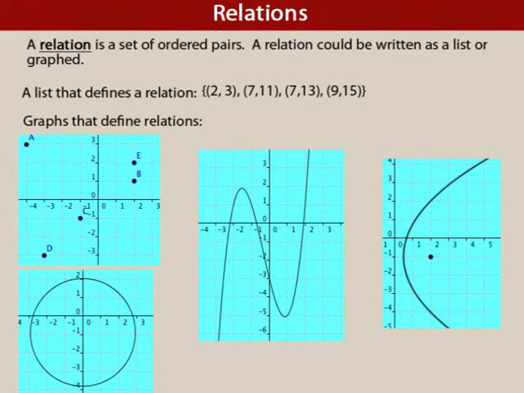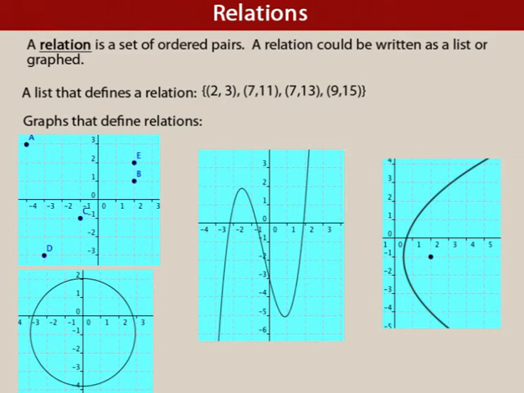Now, in a relation, one input can have more than one output. For example, look in the list there. 7 has got 2 outputs. In the first graph there, notice that points B and E lie above each other. They are the same output for the input of 2.